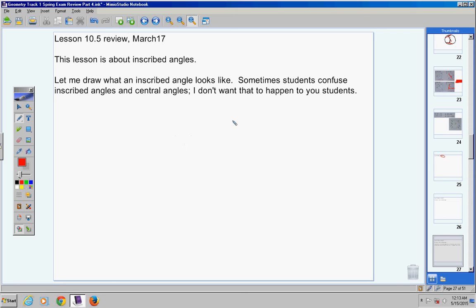Now look, here's a circle. This is an inscribed angle. Excuse me, central angle. The vertex is right at the center. So thus the phrase central angle. An inscribed angle has its vertex on the circle. So here's an inscribed angle right here. That would be an inscribed angle. And they're totally different. So make sure you understand the difference there.